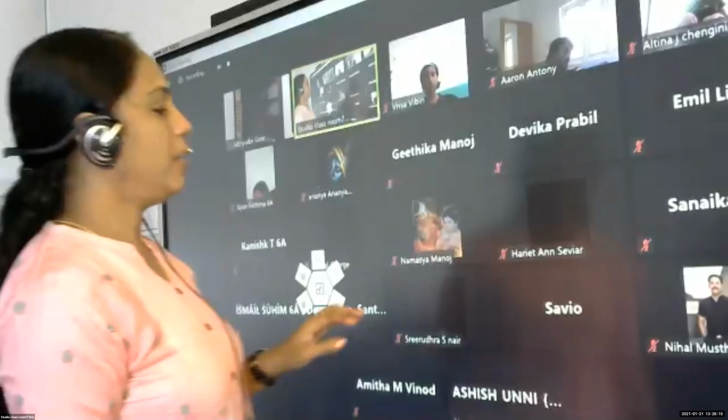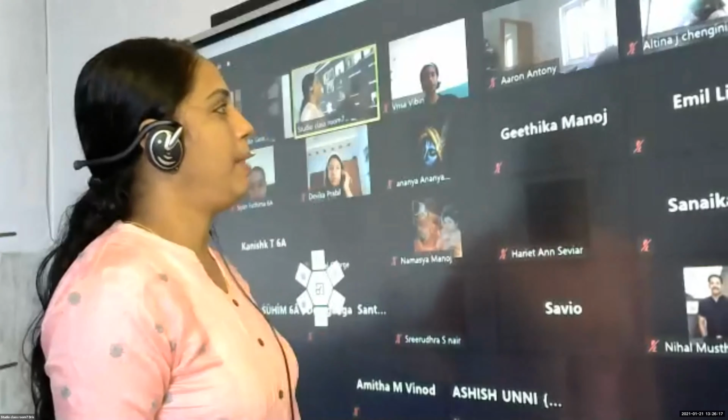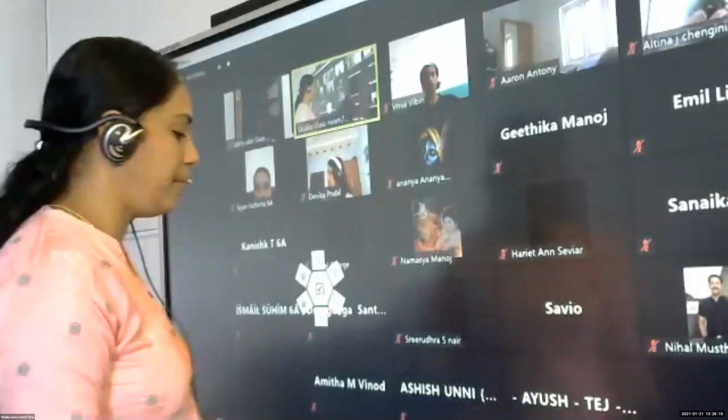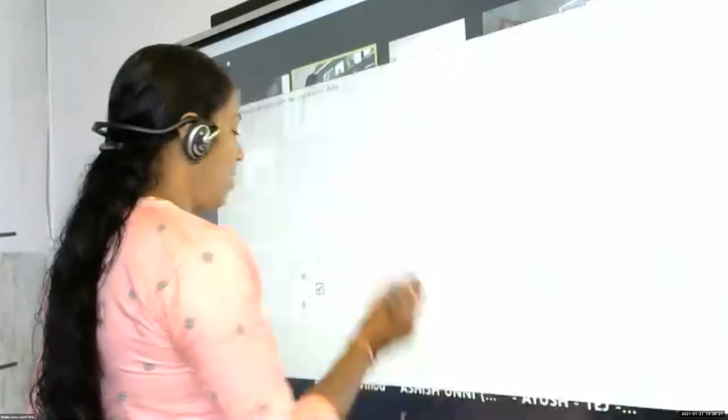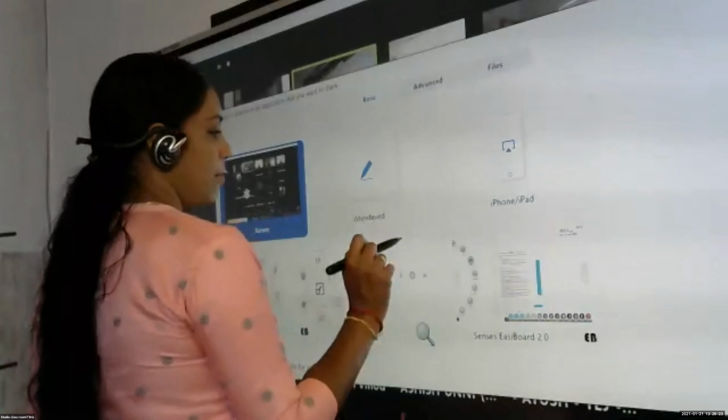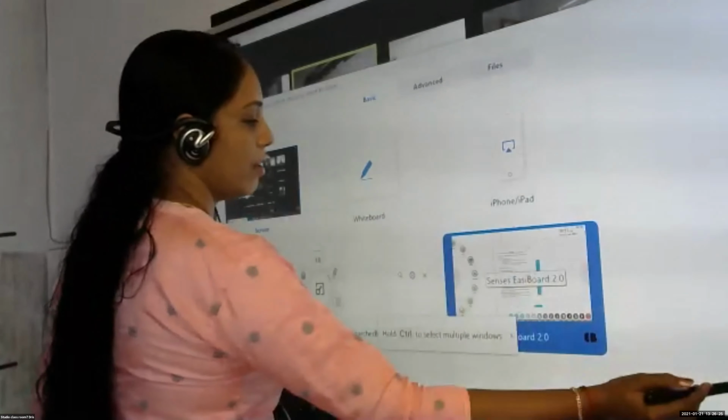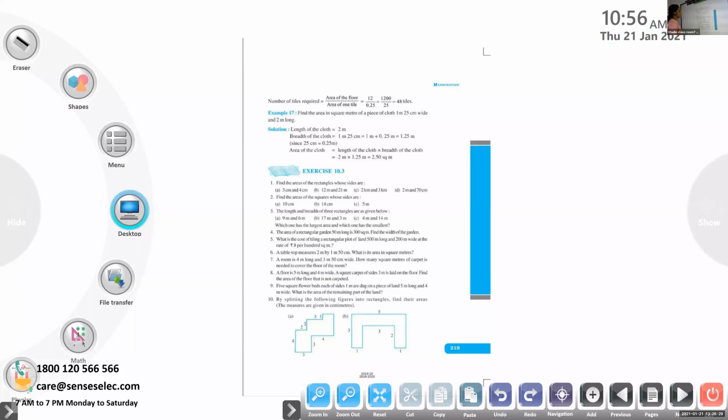So we were talking about the perimeter. Perimeter, and if one number is missing. Okay, children, I'll explain some questions like that.